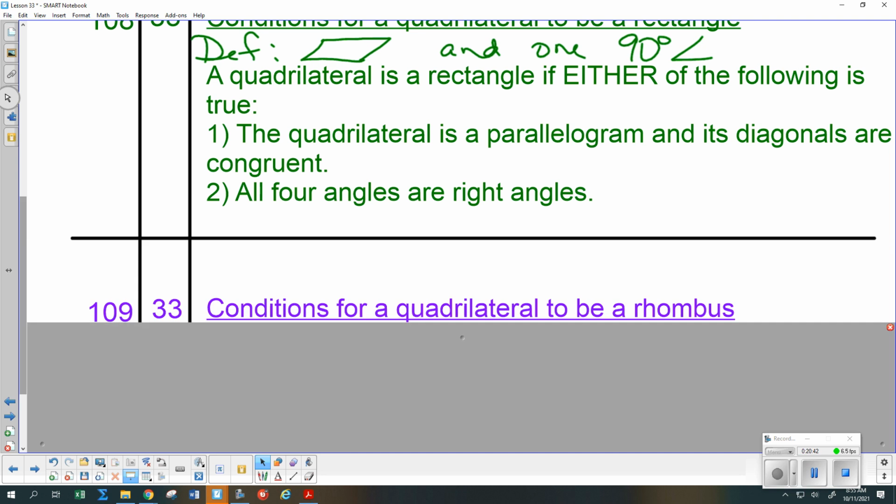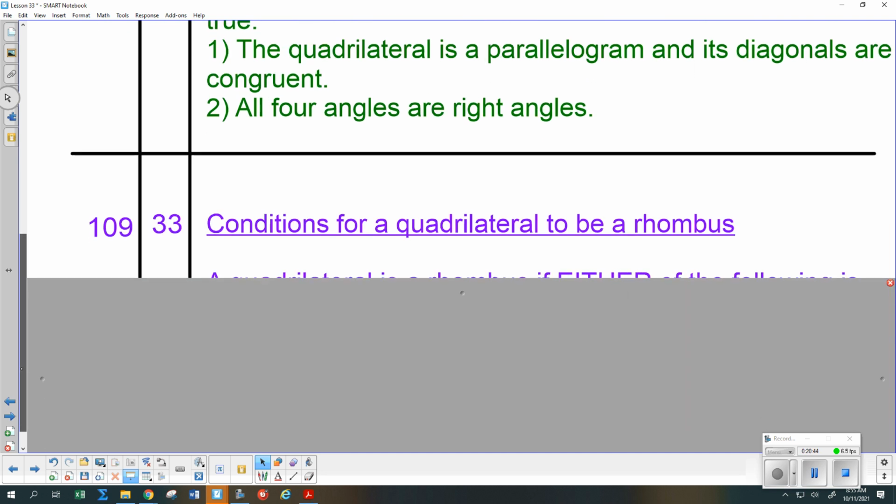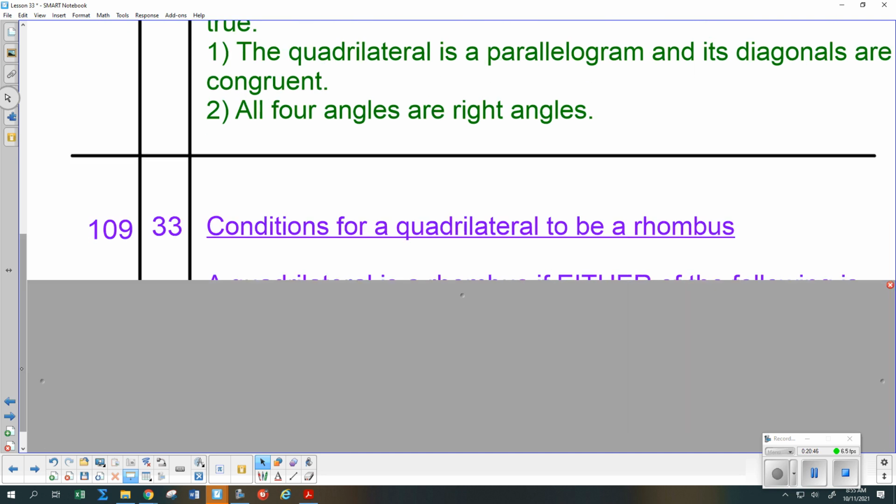So then we come to, for it to be a rhombus. And once again, we could prove that it's a rhombus if we satisfy the definition. So we could have enough information that we can say that it is a parallelogram and it has two consecutive congruent sides.